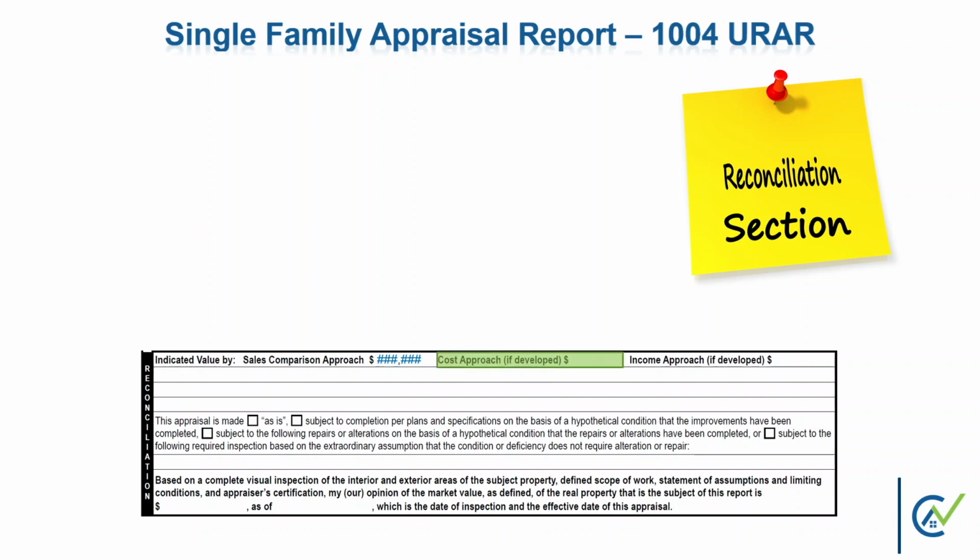In the reconciliation of the cost approach, the appraiser should be identifying the source of their site value and the source of their build cost data. They should also tell the reader how they calculated the depreciation.